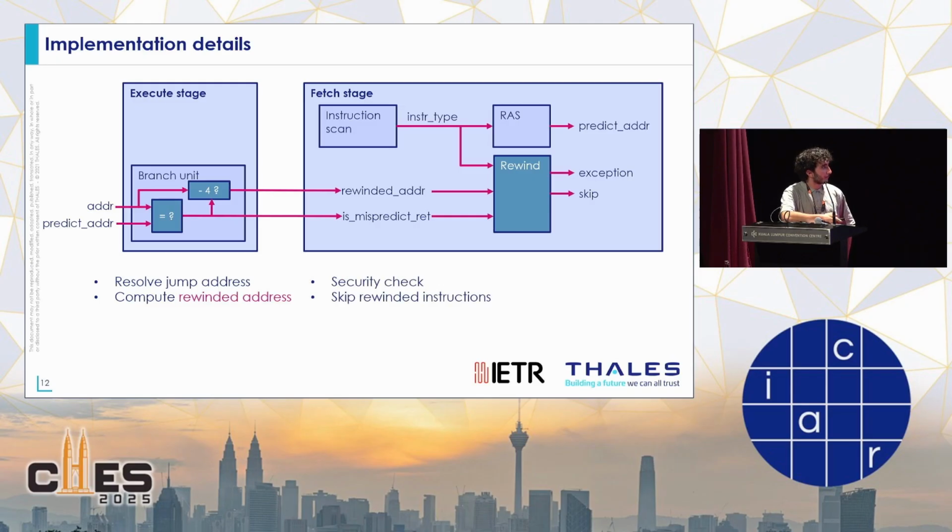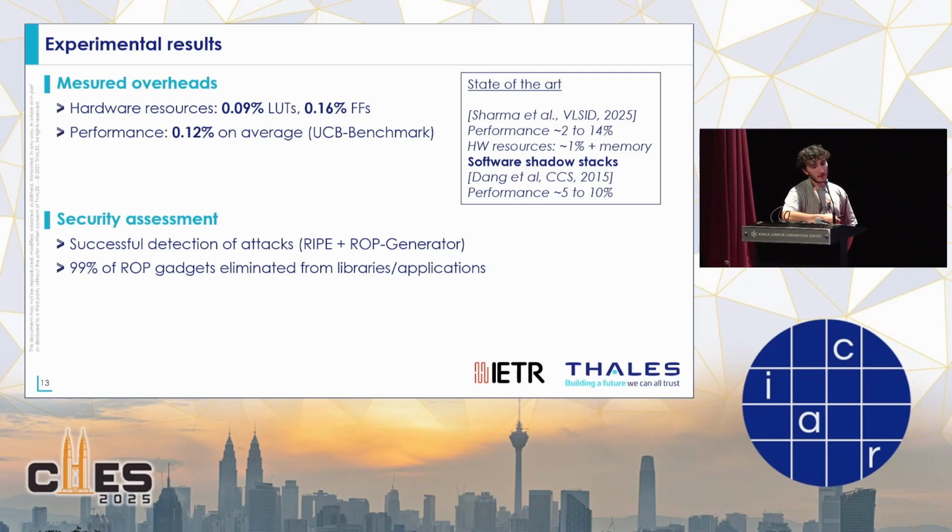So for the experimental results, the overhead for core rewinding is fairly minimal. We only have a very low percentage of overhead in LUTs and flip-flops, and very low performance overhead measured using UCB benchmark.